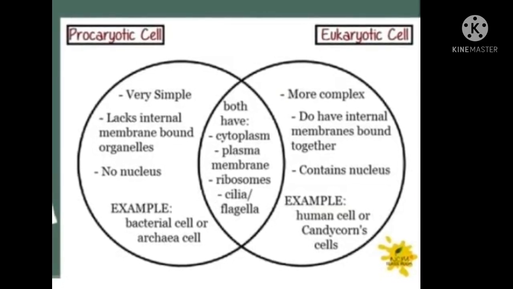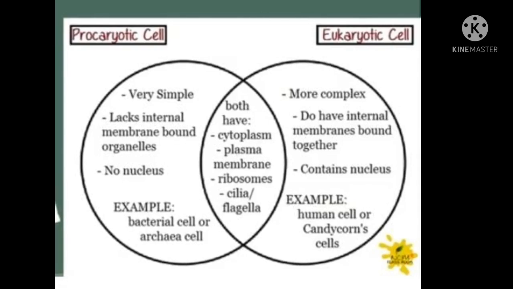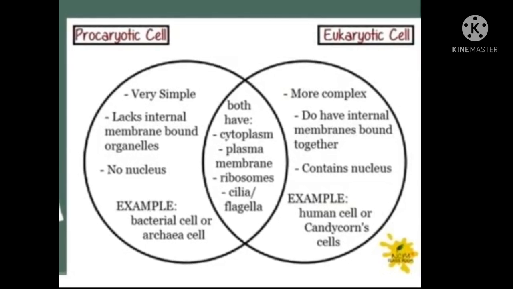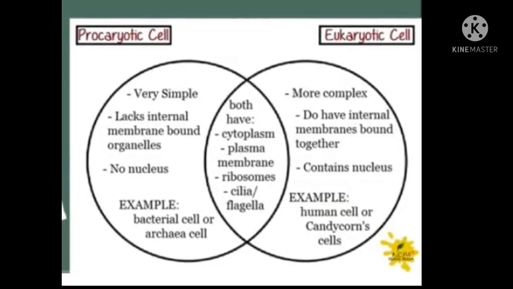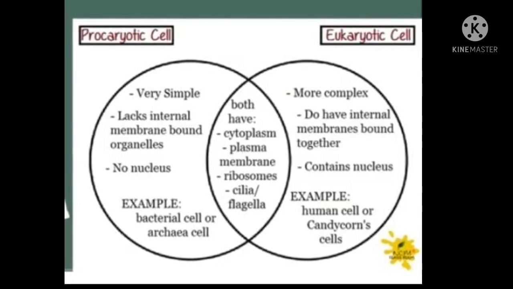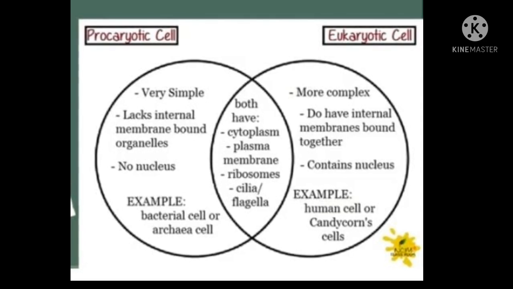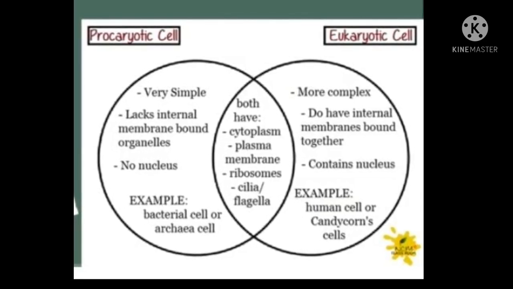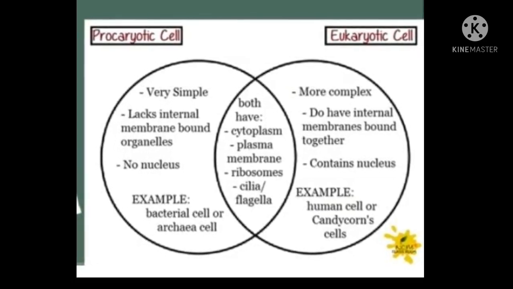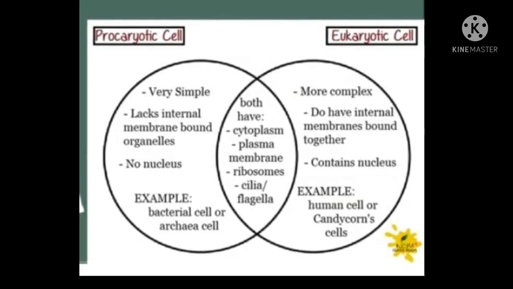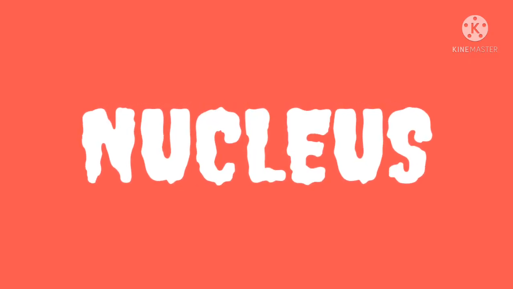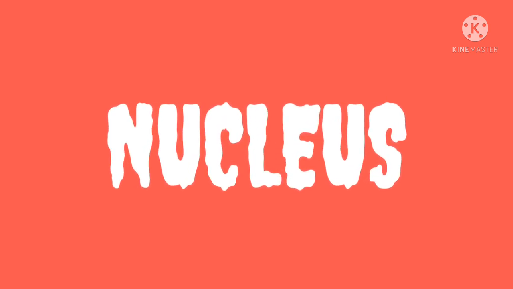But eukaryotic cells are more complex, do have internal membrane-bound organelles, and contain a nucleus. For example, a human cell or a onion cell. Both have cytoplasm, plasma membrane, ribosomes, cilia or flagella. The next cell organelle is the nucleus.